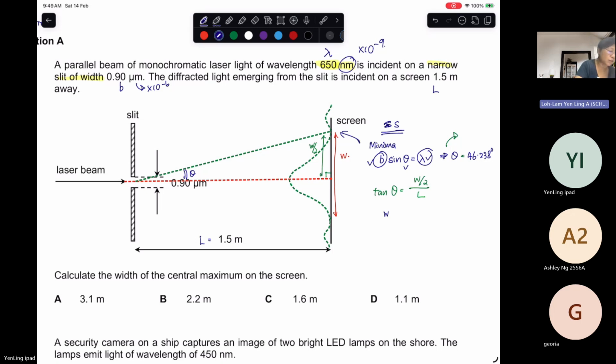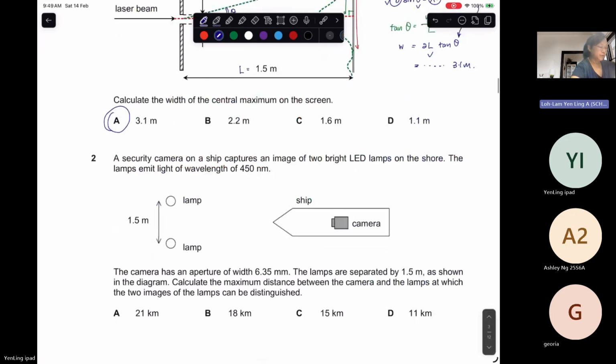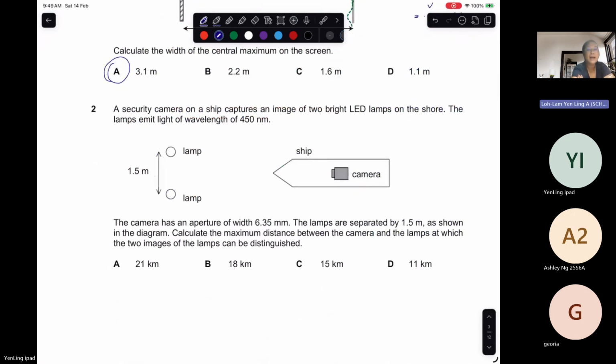Then once you've got this, of course, W equals 2L tangent theta. And then you can put in this guy and bring in this guy, and this will solve your question 3.1 meter. Okay, and the answer is 8. So a very typical single slit experiment.